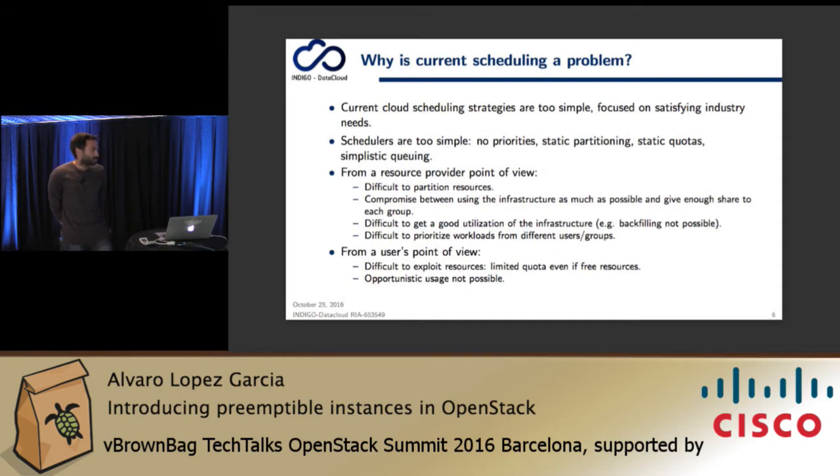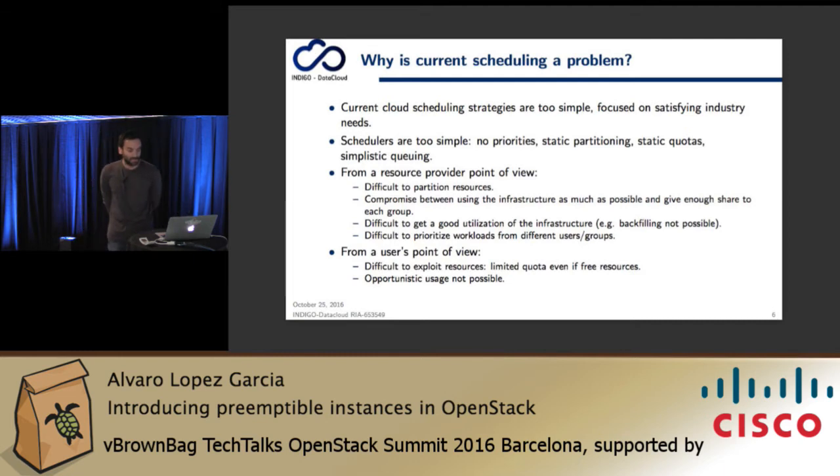One for the resource provider, where we have difficulty partitioning the resources. We have to arrive at a compromise between using the infrastructure as much as possible and giving enough share to each of the groups. So it is difficult to make good utilization of the infrastructure because we cannot do backfilling, which was possible, for example, in traditional batch systems, and it's difficult to prioritize workloads for different users and groups.